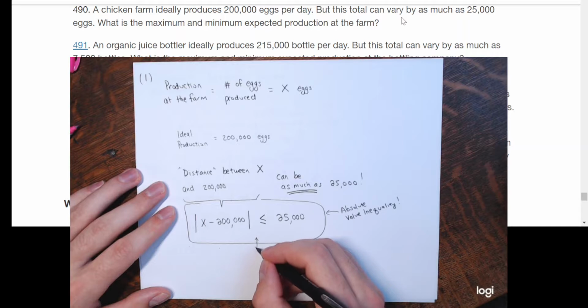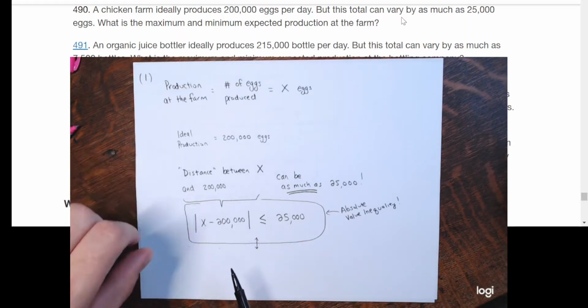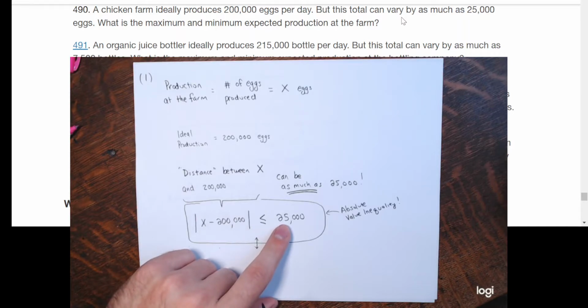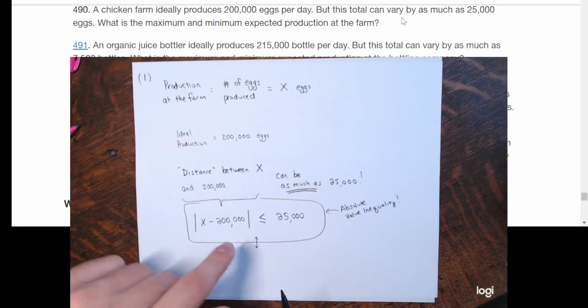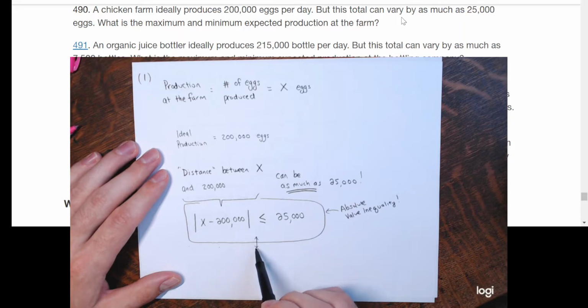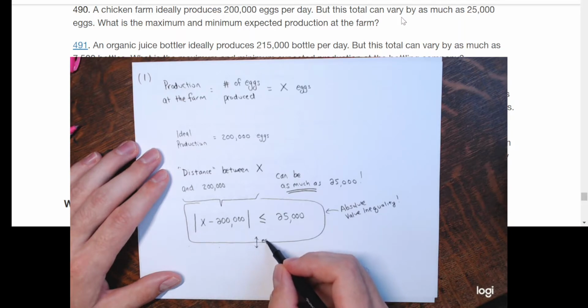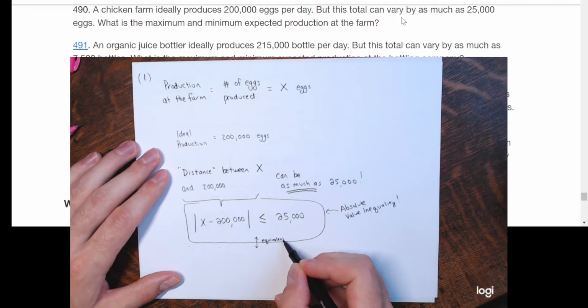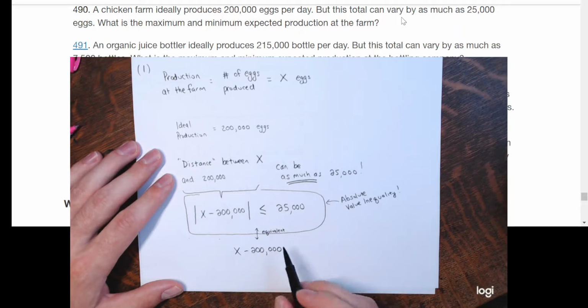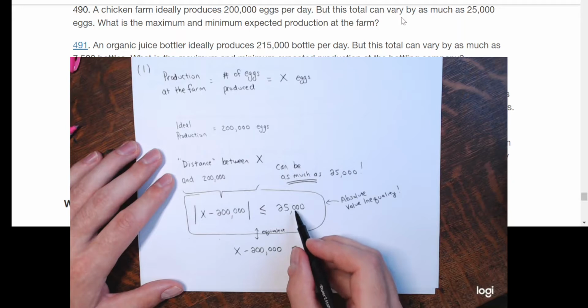Now remember, when you have an absolute value inequality, you isolate the absolute value expression, which I have done here. The absolute value alone on the left side is less than or equal to some positive number, positive 25,000. Once you've isolated the absolute value, you then write an equivalent expression. This is equivalent to the following compound inequality: X minus 200,000 must be between 25,000 and negative 25,000.